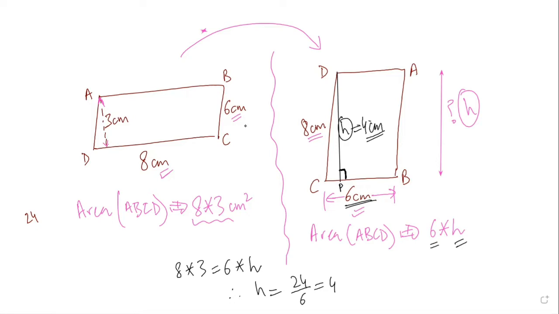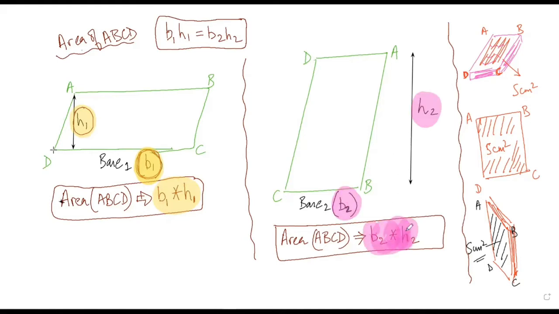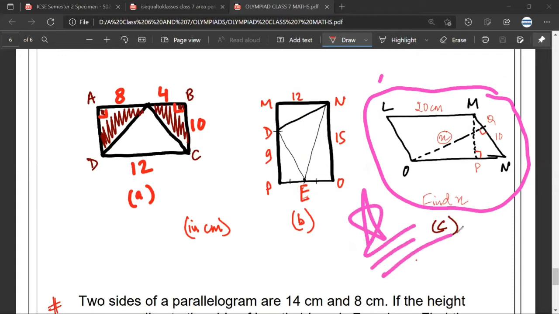Yes, sir. So what I'm trying to tell you is that this B1 into H1, because the symbols are a bit confusing, so that is why I took a live example. So all I'm trying to tell you is that this B1 into this H1 would be equal to this B2 into this H2. Is there any confusion still? No, sir. Because if there is a confusion still, then we won't be able to solve this question.